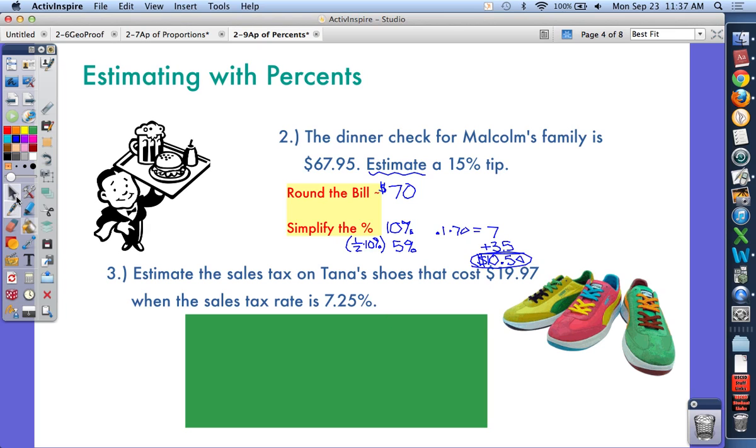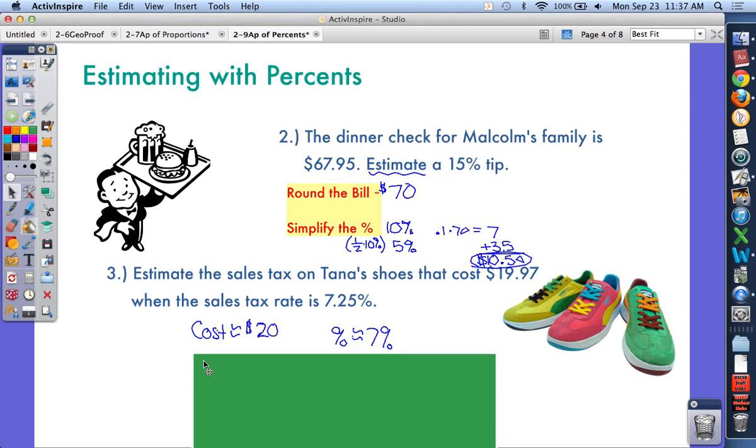So for Tana's shoes, I would estimate the cost of her shoes. I would also round the sales tax. So here's what I would be focused on. The shoes are about $20 and the sales tax is about $7. We might have to round it up just a little bit more in how much she needs, but this is going to give us an approximation of how much the sales tax is going to cost her.